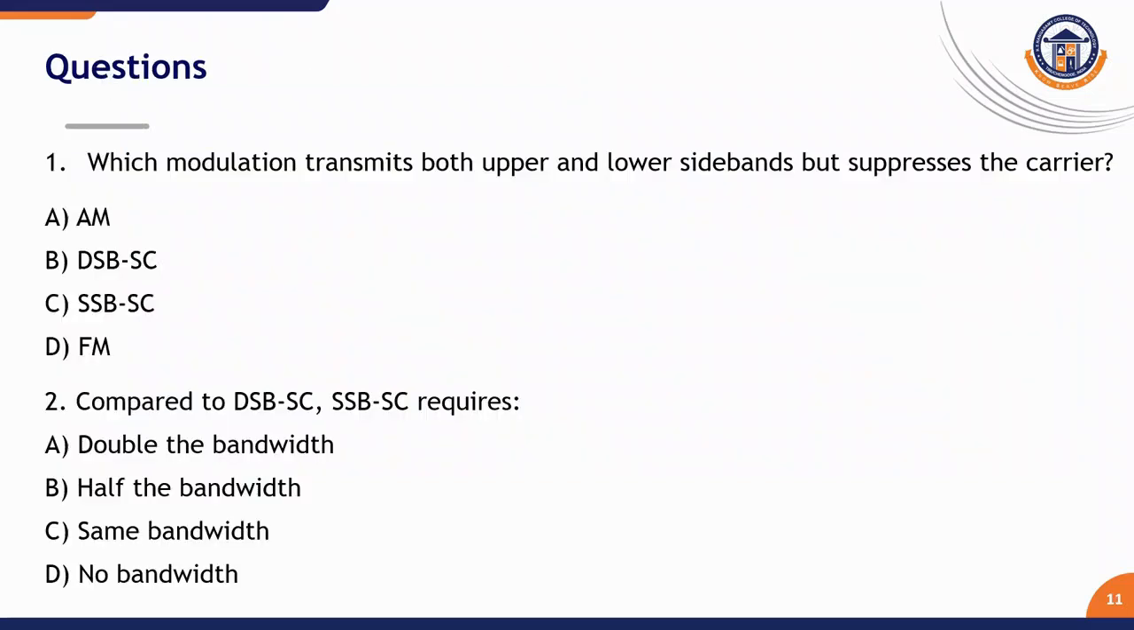On the whole, when we see the applications of DSB-SC and SSB-SC, the DSB-SC system is commonly used in modulators and mixers within communication systems. SSB-SC is widely used in HF radio communication systems, marine communication systems, and military systems due to its superior efficiency and long-range capability.